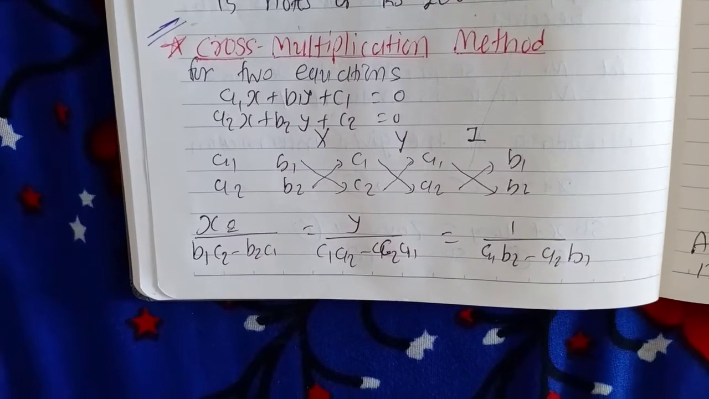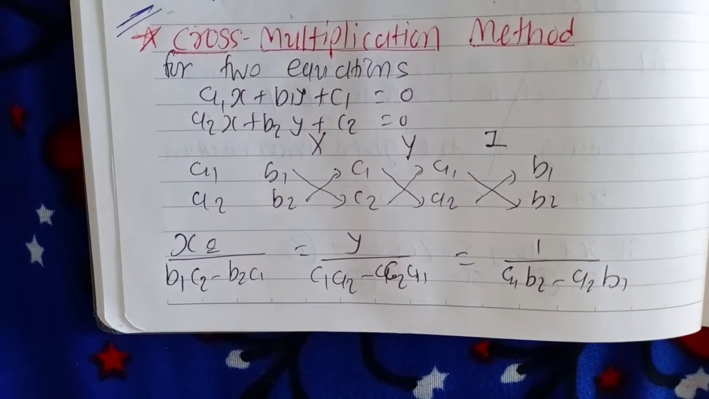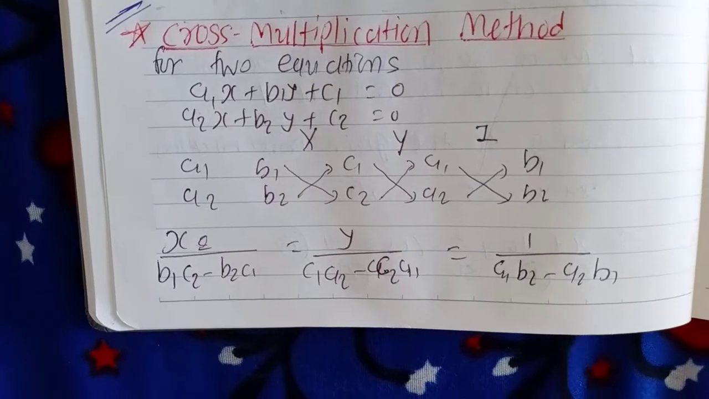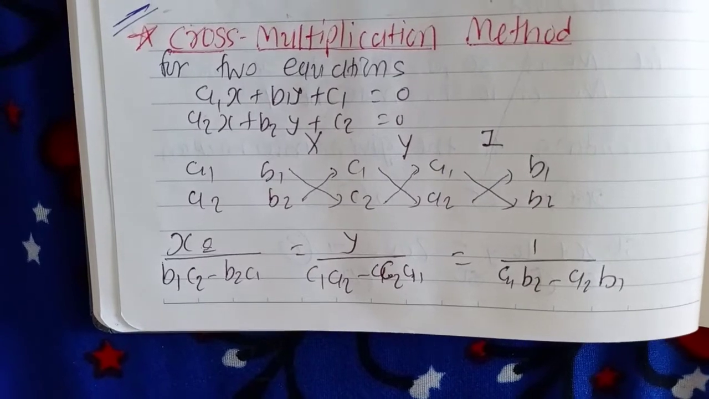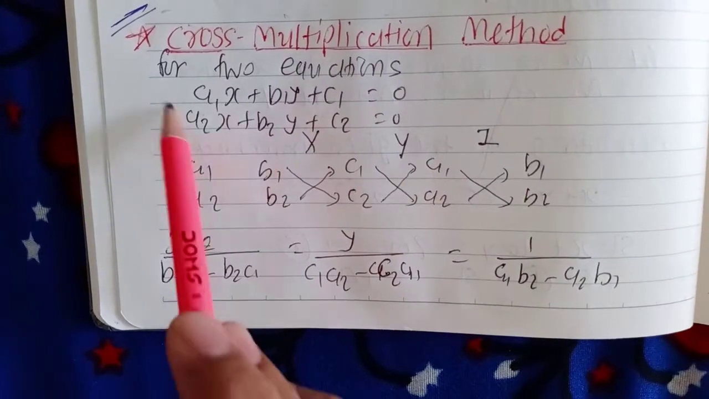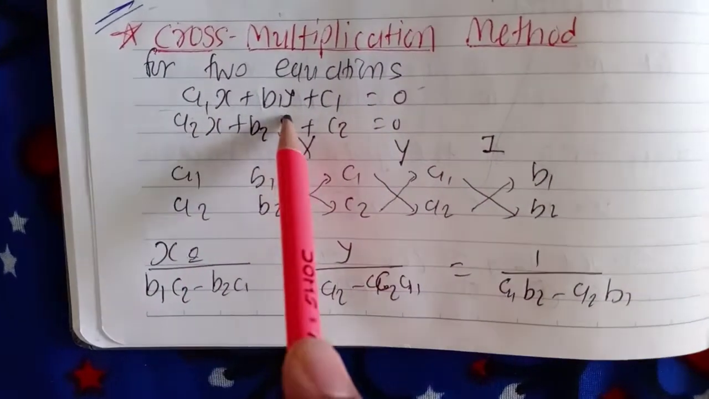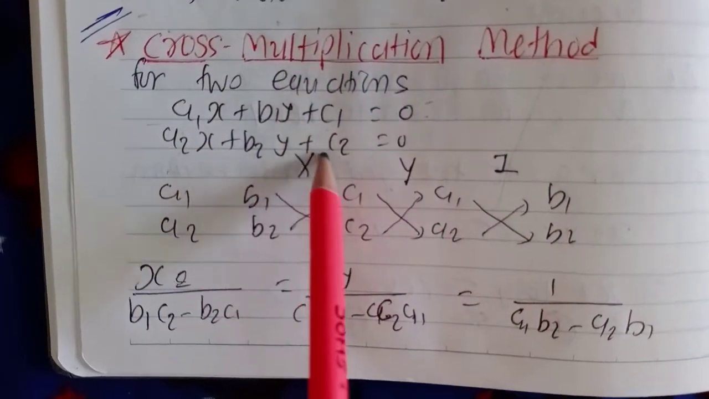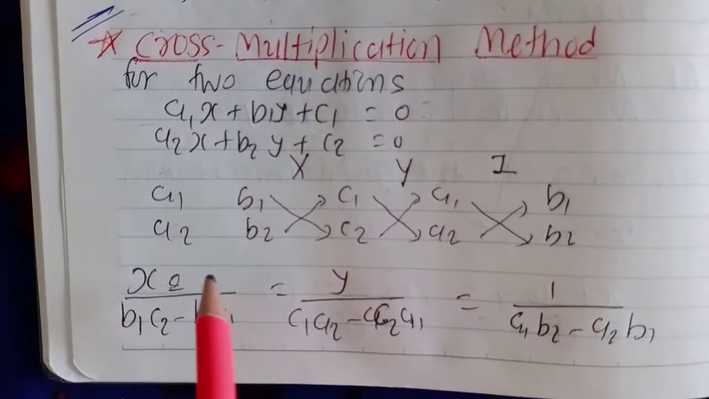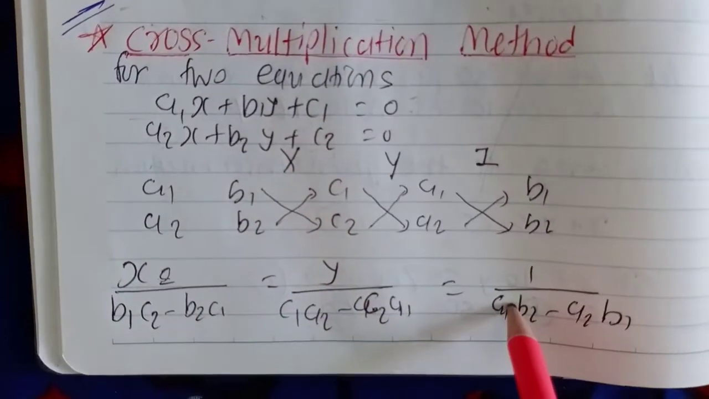Friends, subject maths, chapter number 3, pair of linear equations in two variables. New method, cross multiplication method. For two equations a1x plus b1y plus c1 equals 0 and a2x plus b2y plus c2 equals 0, there are three solution cases.